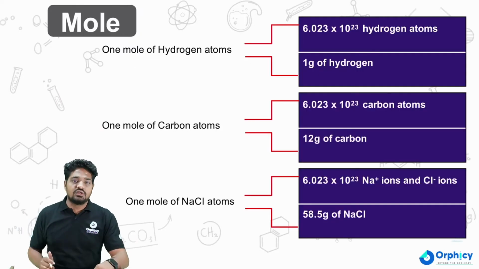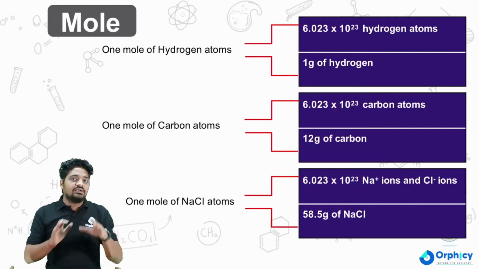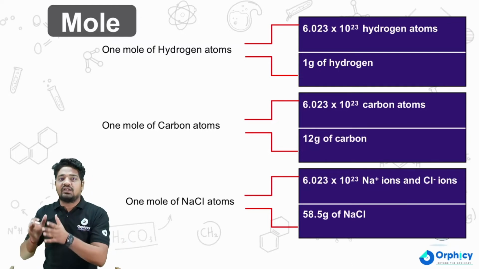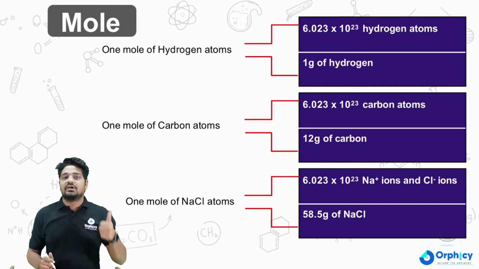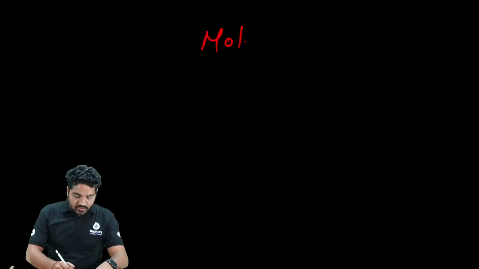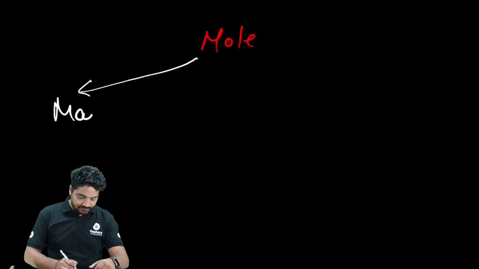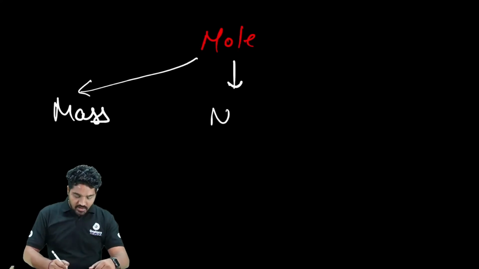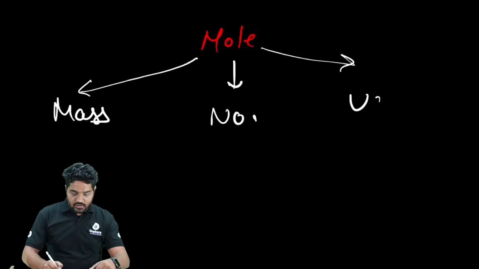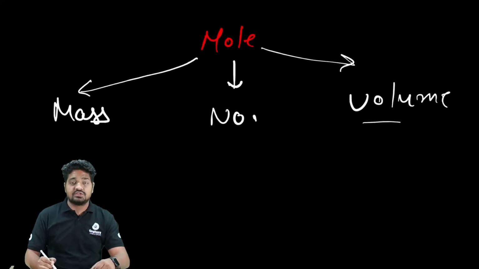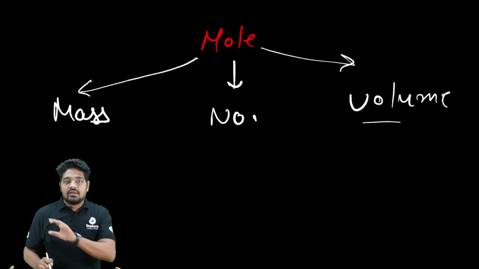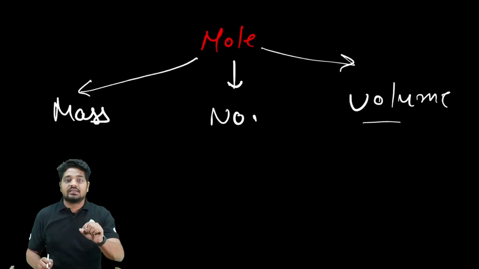Now let's head on to the next thing, that is we can term mole in three different categories. Let's head on to the next clean page. So here we are going to learn about mole in three different ways. Mole in terms of mass, mole in terms of number, and mole in terms of volume. So in this chapter we are going to cover this thing, and to be very frank, this will help you out till class 11th and 12th.